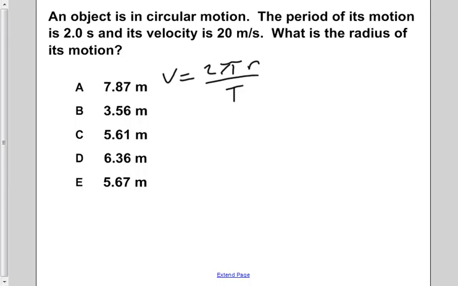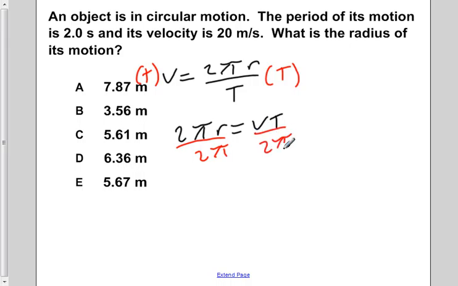So the first thing we're going to do is multiply both sides by the period, capital T, to get 2 pi r is equal to VT. Now, because we want r alone, we're going to divide both sides by 2 pi, giving us r is equal to V times the period over 2 pi.